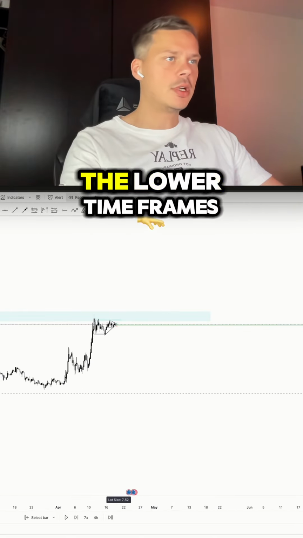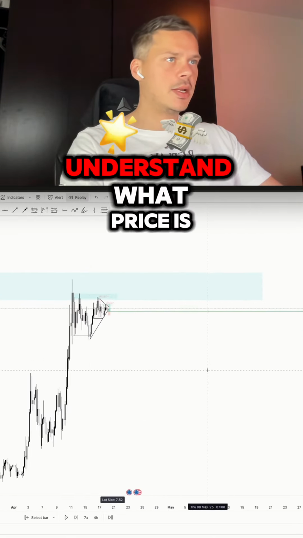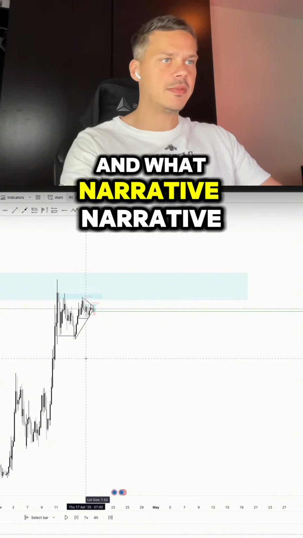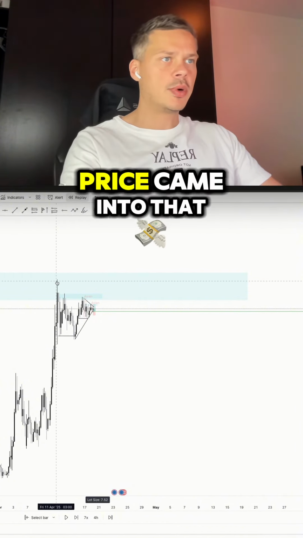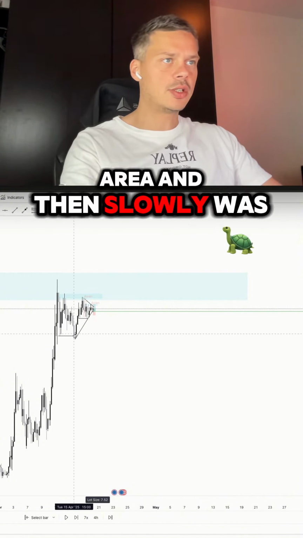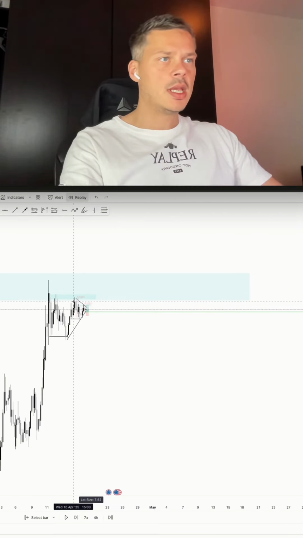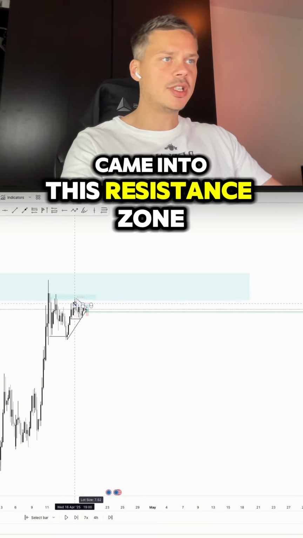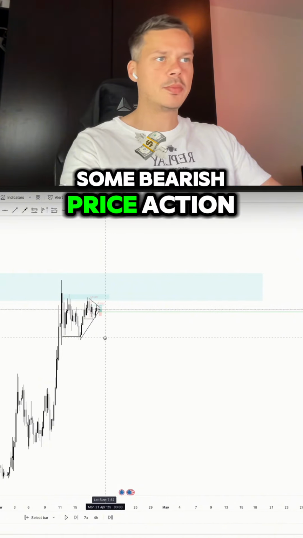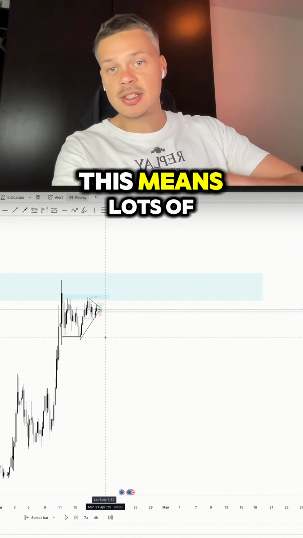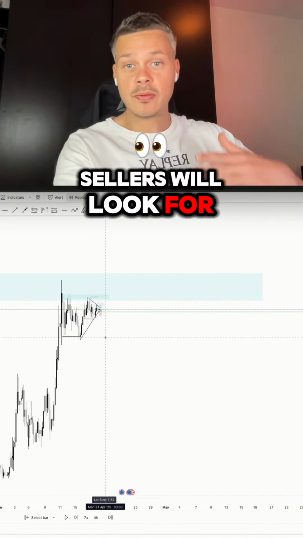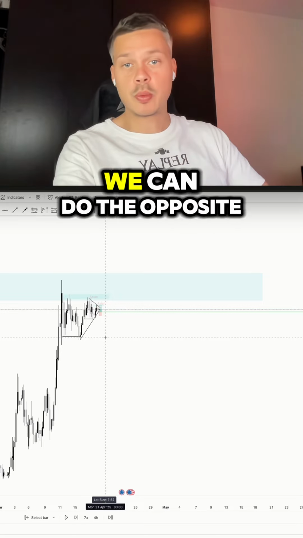Now we jump into the lower time frames because we have to understand what price is telling us and what narrative price is telling us. Price came into that area and then slowly was stepping down, doing an internal bearish break of structure. Then price went up, came into this resistance zone and started to show even more bearish price action. This means loads of sellers will look for entries in the market, and this is where we can do the opposite.